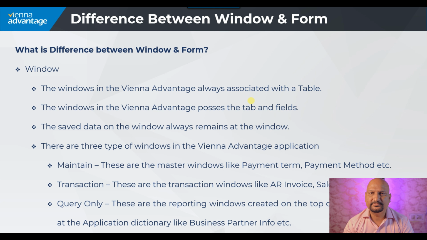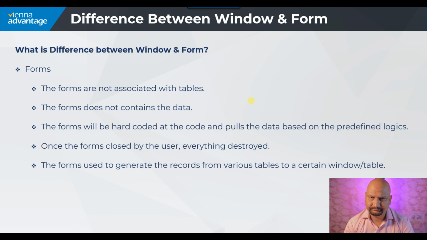On these windows, you cannot create a master entry, or make transactional entries. So these are the query only windows. These are always system maintained. Whenever a view gets refreshed by the database, the data gets refreshed at the level of the window. So these are the three types of windows available in the VA system.